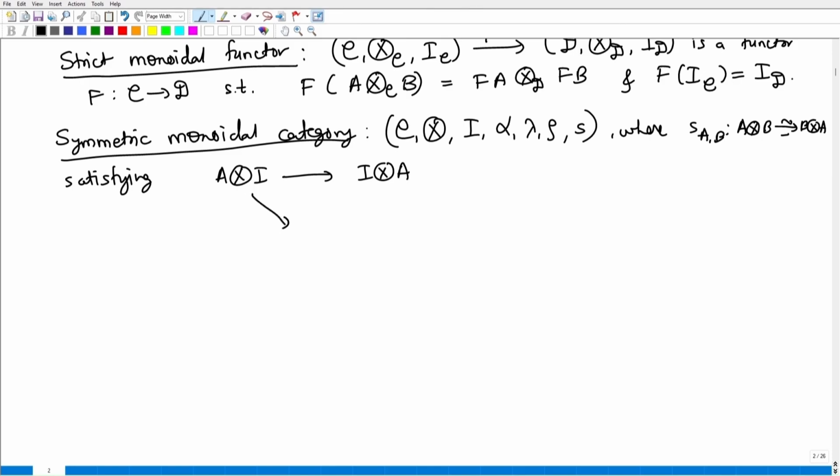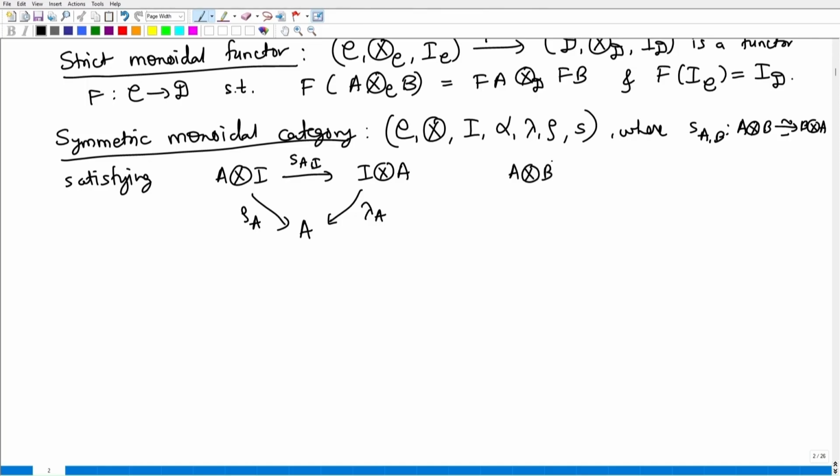and then here we have A and here we have A. What is this? A tensor I to A is rho A. This is lambda A and this is S_AI, not alpha, S_AI. The symmetry natural isomorphism. Obviously you know this, but we are not doing anything different. Then we will have this particular diagram.